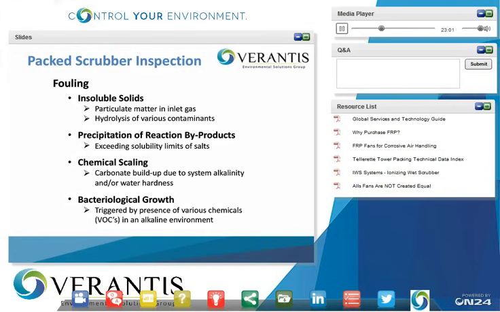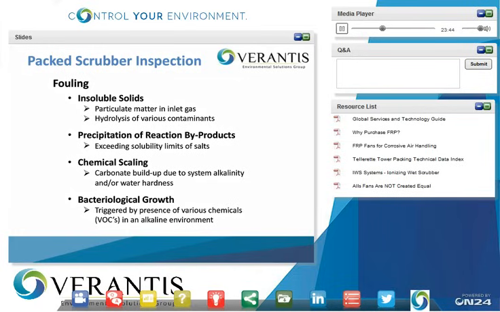So there are a number of reasons that fouling could occur. Insoluble solids is a major one, when you have particulate matter in the inlet gas. So this is not something being created in the scrubber. It's actually coming in with the inlet gas. Packed scrubbers are not designed for high loadings of insoluble solids. There are different types of equipment designed for removal of solids. They will remove them, but the problem is they can only remove them down to approximately 10 micron. But again, they will impinge inside the packing and over time build up and cause fouling and pressure drop increases.